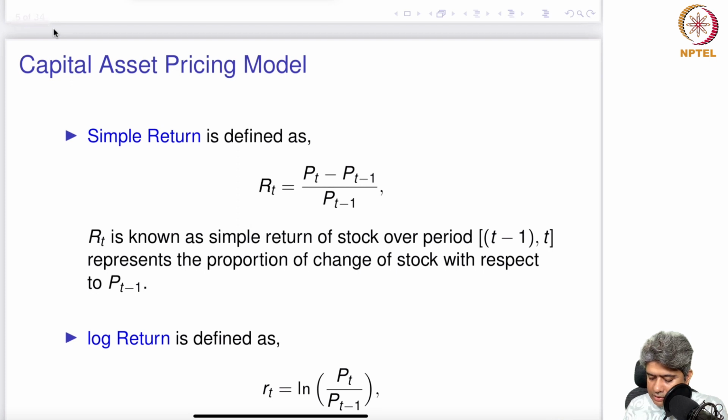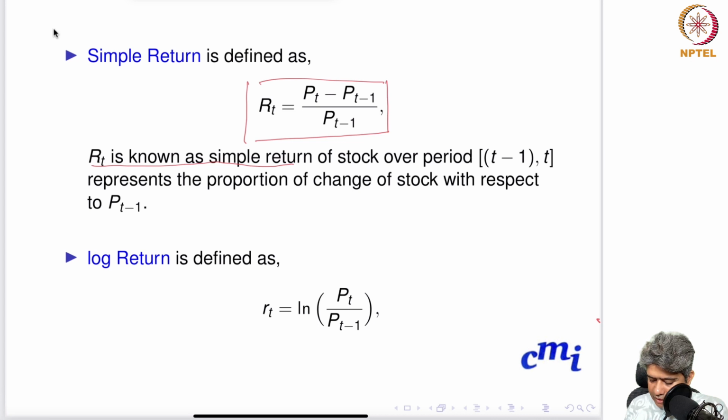So simple return is defined as simply pt minus pt-1 divided by pt-1. You can multiply it by 100 or without 100 is also okay, and for the time being I am not multiplying it with 100. So RT is the simple return. Similarly, log return is defined as just log of pt by pt-1, and it is denoted with small rt. So simple return I am denoting by big capital RT, and the log return I am denoting by small rt.